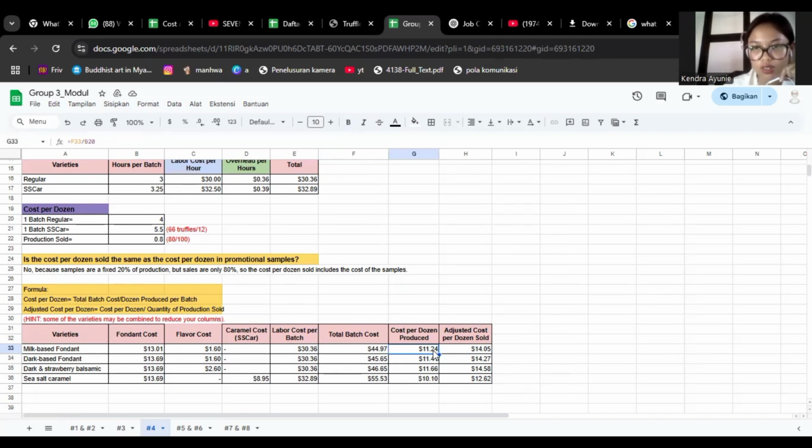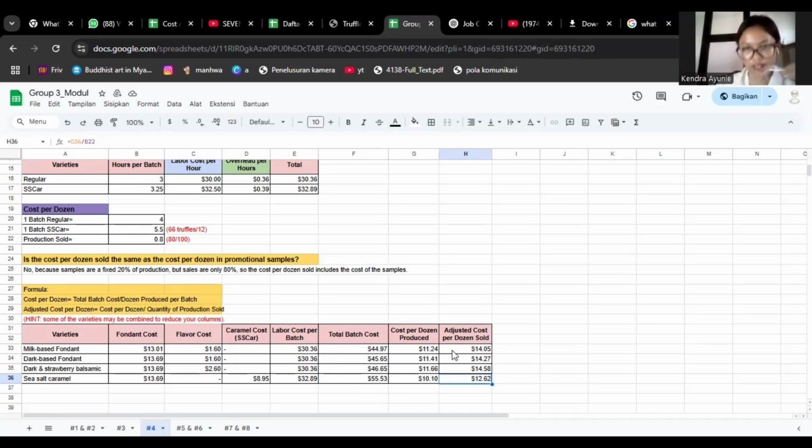So we got 11.24 cents, and then the same for this one, 45.65 cents divided by 4, and 46.65 cents divided by 4. For the sea salt caramel, the total batch cost is 55.53 cents, and as we calculated before, he can produce 66 truffles, but we make it in dozen form, so we divide by 12. We got 5.5 dozen, so the total is $10.10. Okay, that's the cost per dozen produced.